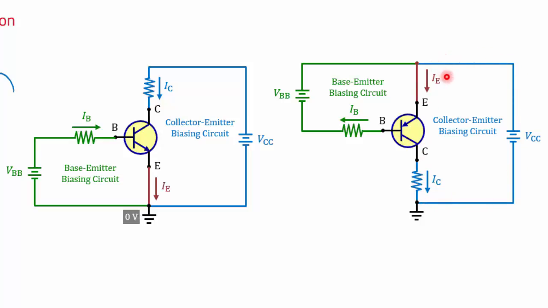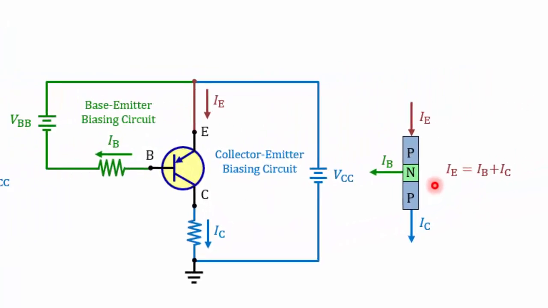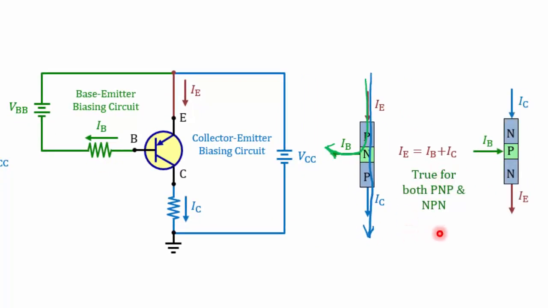The emitter current is the sum of the base current and the collector current. As before, this concept can be visualized easily with the structural diagram. The emitter current consists of two components. One is the base current, and the other is the collector current. IE is equal to the sum of IB and IC. That's true for both PNP and NPN transistors. Of course, this agrees with Kirchhoff's current law.